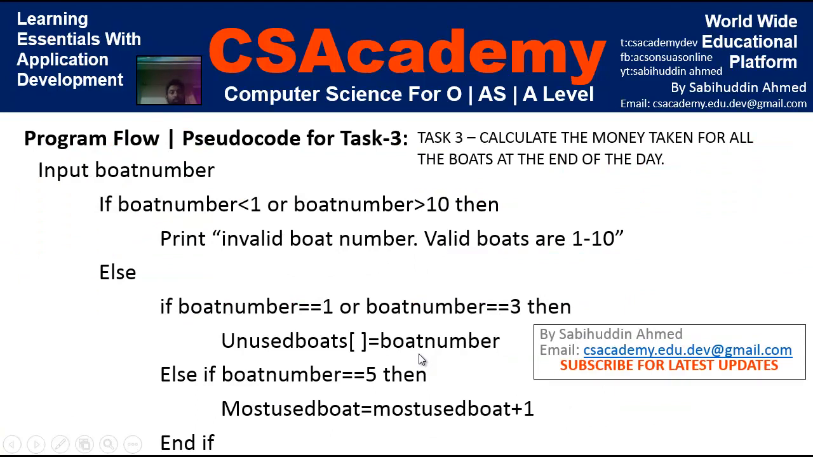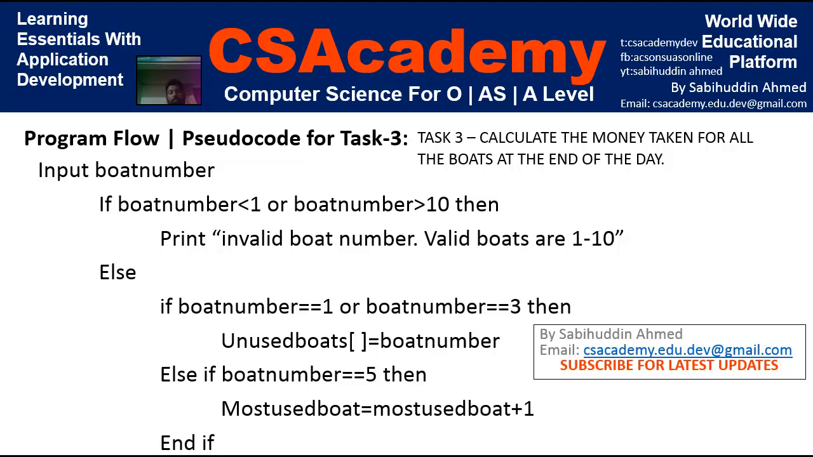Moving on to the next slide, that is program flow or pseudocode. Again, you are going to take the number as a board number. If board number is less than 1 or board number is greater than 10, then you are going to fix this problem with an error message, that is, print invalid board number. Valid boards are 1 till 10. So you are going to highlight that the valid board numbers are 1 till 10. In the else case, if board number == 1, this is how it is written programmatically. Double equals means it is equalizing the one state where you are going to find out the unused boards.